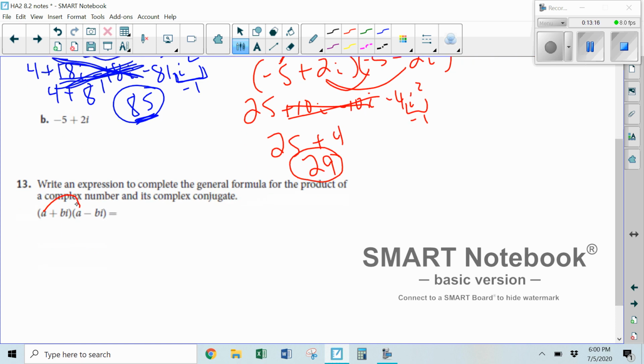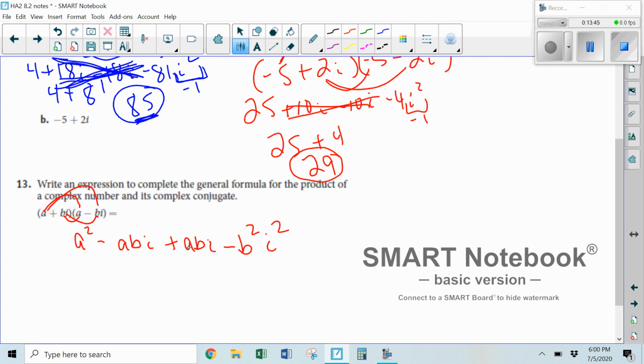So we have a squared minus abi plus abi minus b squared i squared. Now, if you're confused on these, you could write them in any order. So when I multiply bi times a, if you're multiplying, you can put them in any order. I just preferred to write them in the same order that I had written the last one.